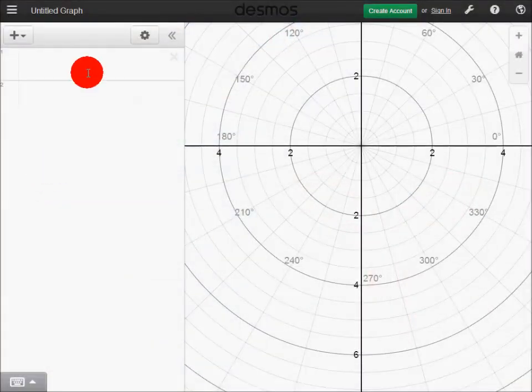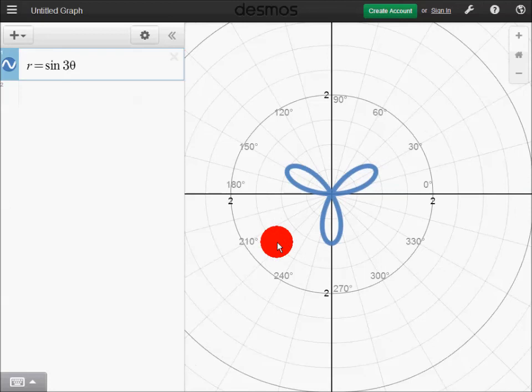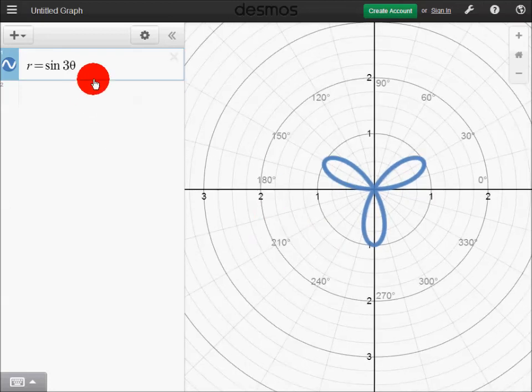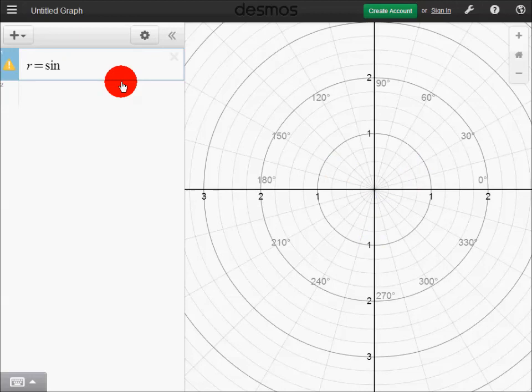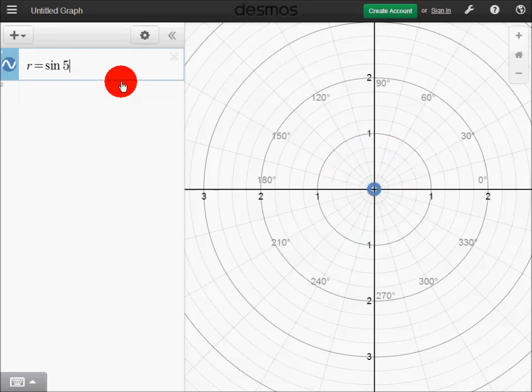So if we go back to Desmos.com and we graph r equals sine 3 theta, there it is. And we can zoom in to make it look bigger, to make it look prettier. And you can do some pretty funky stuff with Desmos. You'll probably notice some patterns. With sine of 4 theta, you get an 8-leaf clover, 5 theta, you get a 5-leaf clover, 2 theta, you get a 4-leaf clover. And you can do all sorts of weird things.